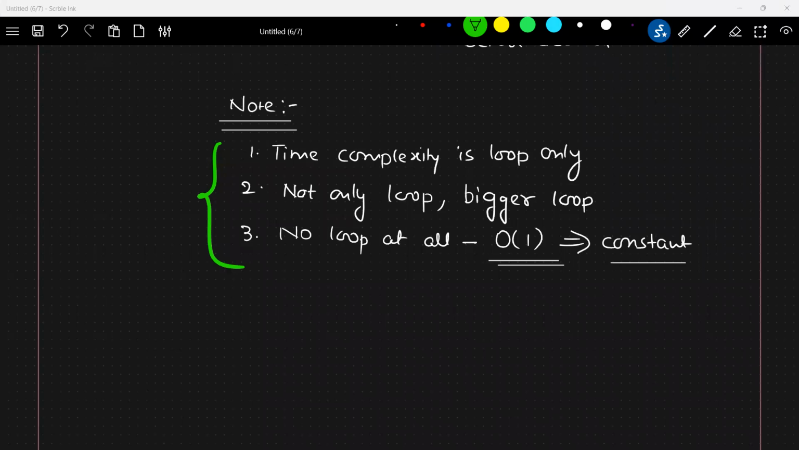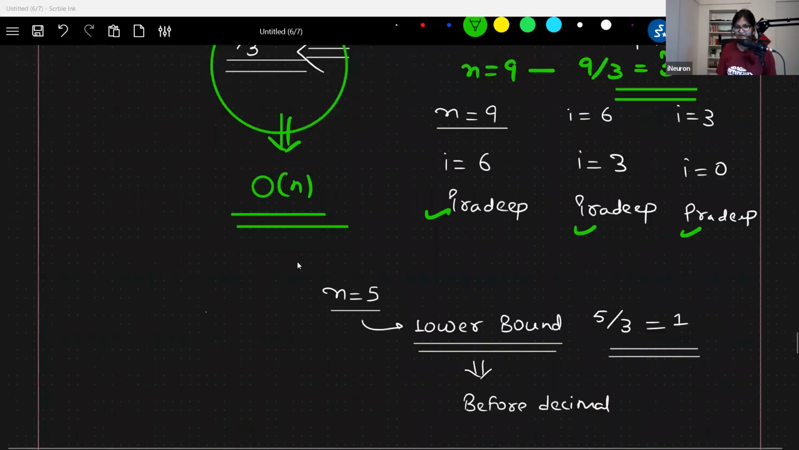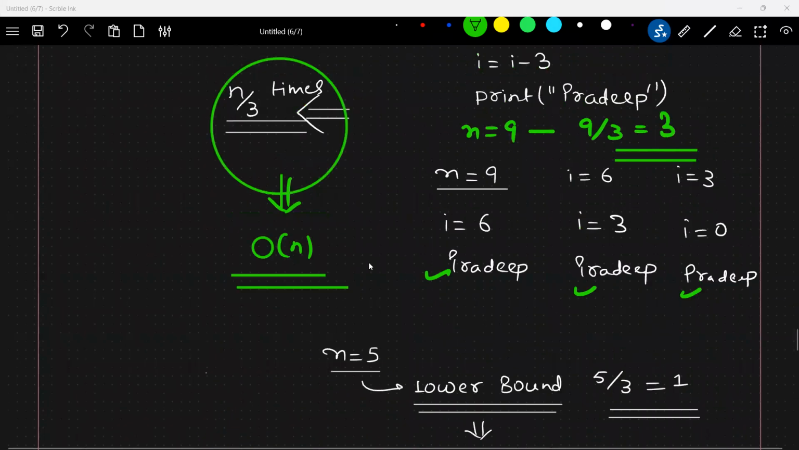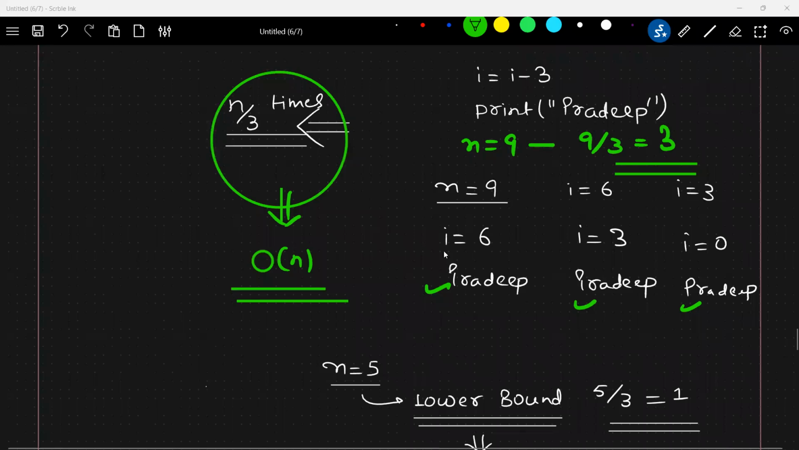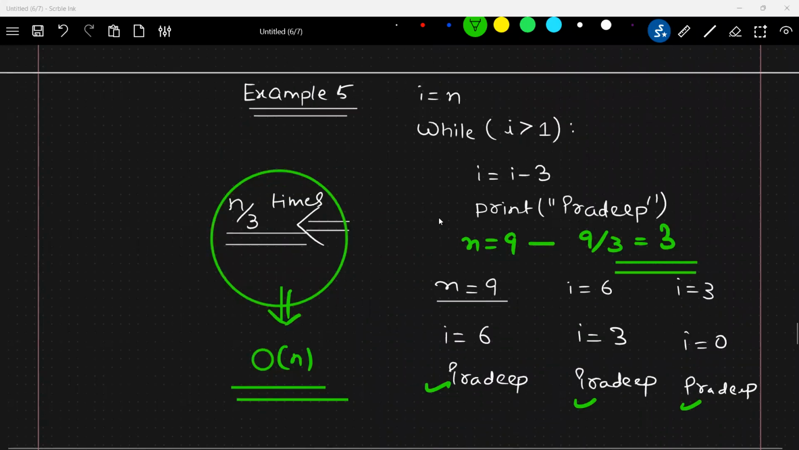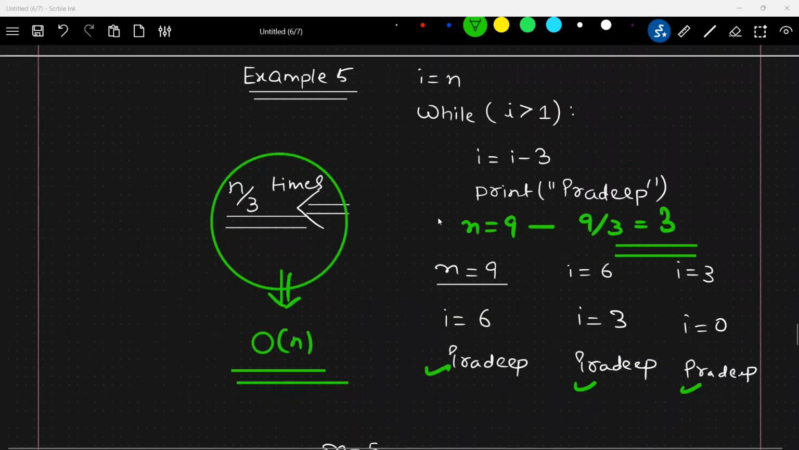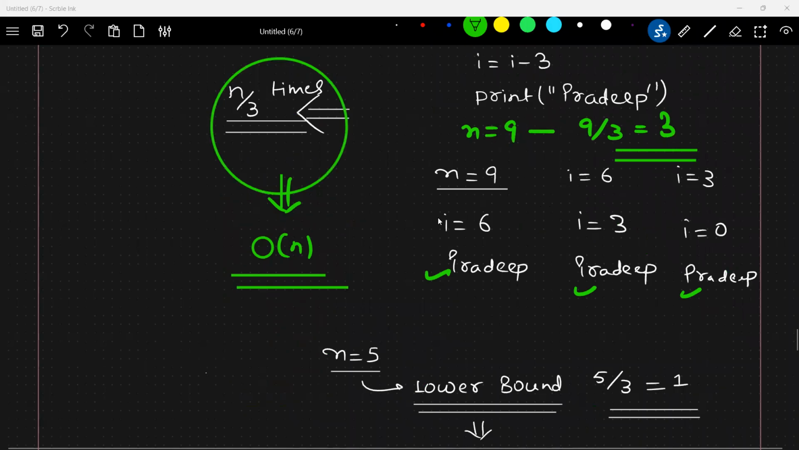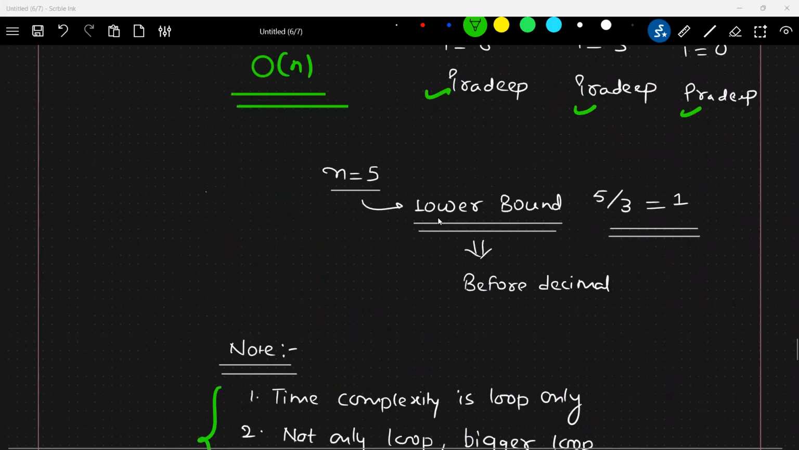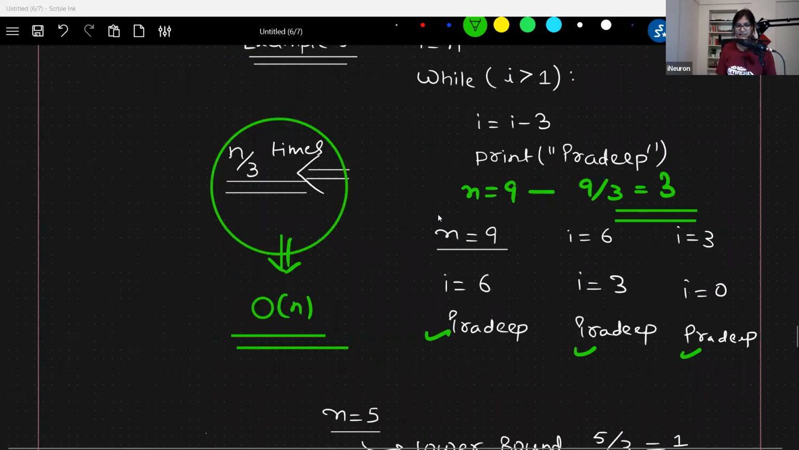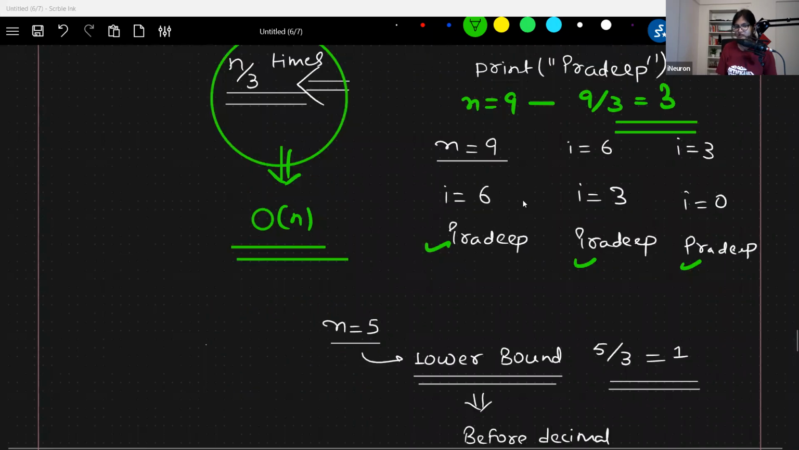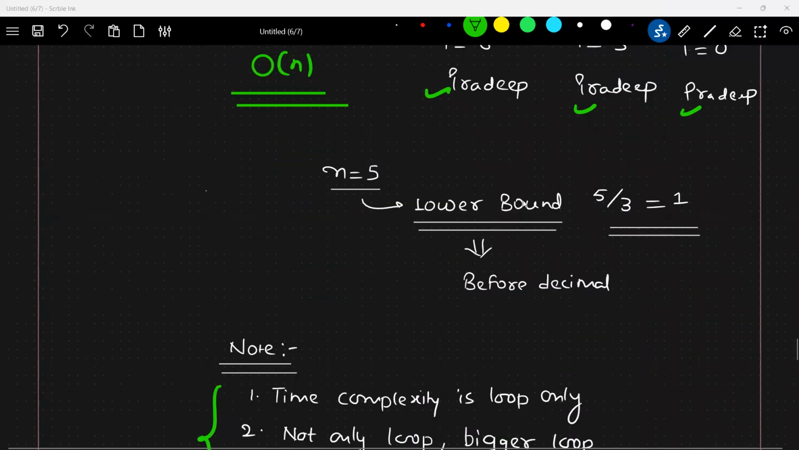Yes, ma'am. In the last example. Yes, please say. For 5, I think it will execute 2 times. First, it will check for 5, then it will check for 2. So Pradeep will be printed 2 times. Just give me a second. So 5 is greater than 1. 5 I is equals to 2. Yeah, it will print 2 times. So it is taking the upper bound. Yeah, it is fine.